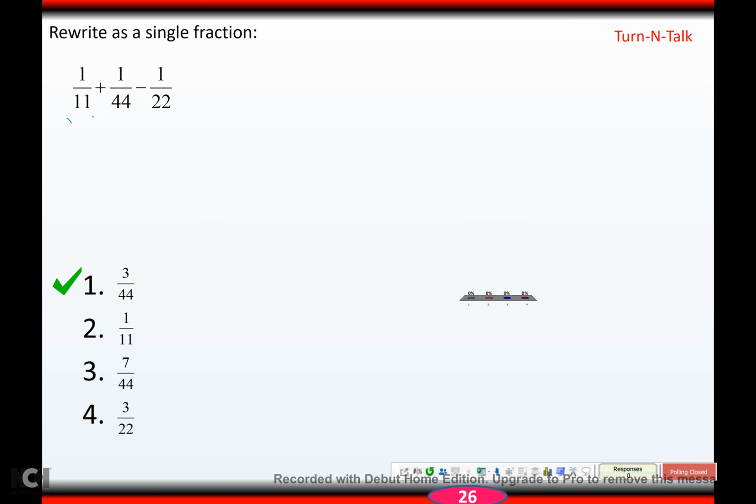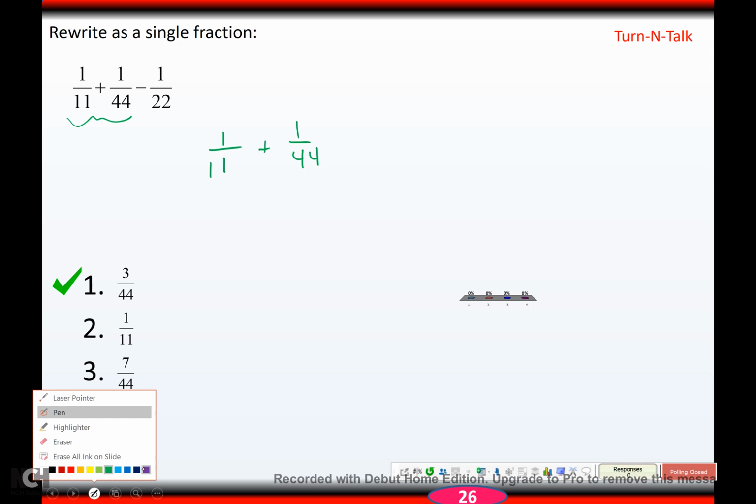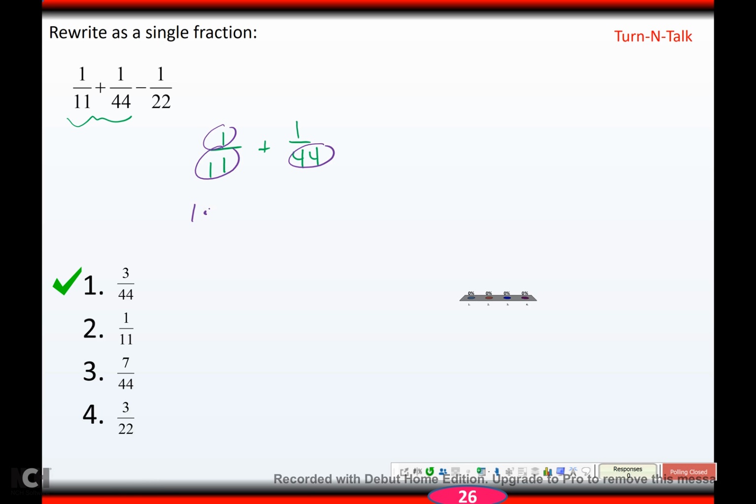Alright, I'm going to do the first two first. So I have 1 over 11 plus 1 over 44. Now, guys, you can always do what I taught you. You can take these two and multiply by 44. 1 times 44 is 44. 11 times 44 is huge, 484. So this fraction I can write as 44 over 484.